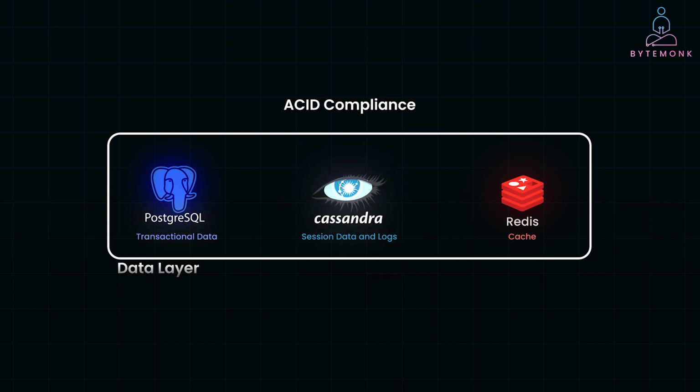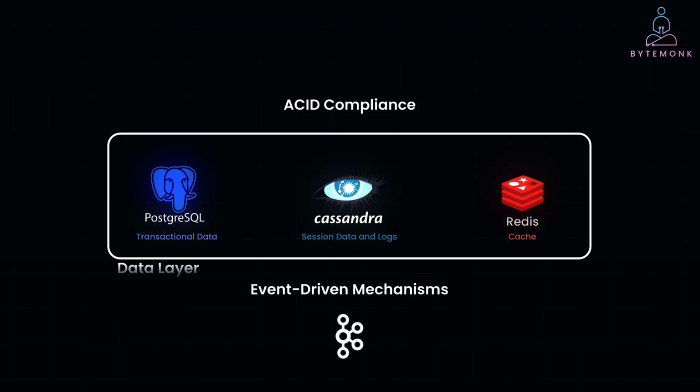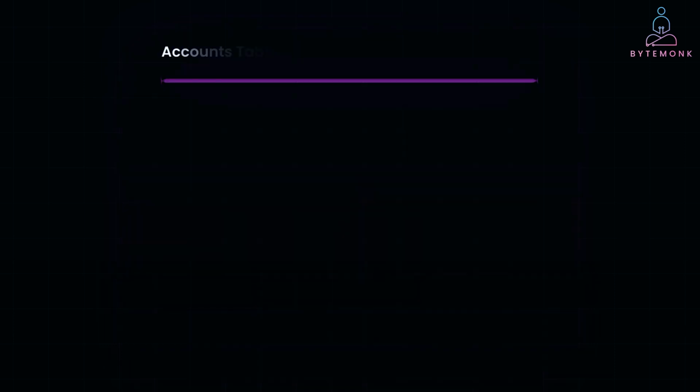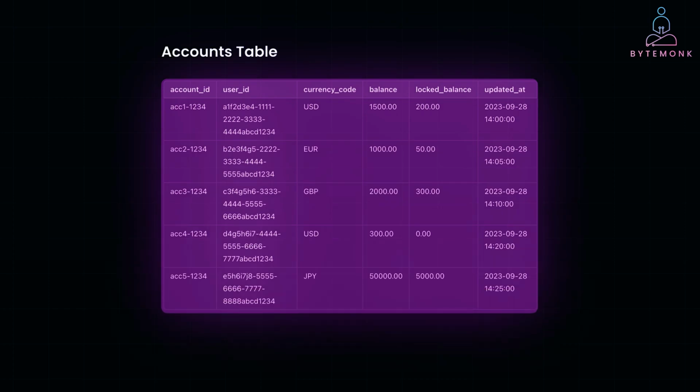In a microservices architecture, it's generally recommended to use a database per service to ensure loose coupling and data independence. Each service owns its own data and the schema it uses, but they can communicate through event-driven mechanisms like Kafka rather than sharing databases. So, the user service database stores user data and profile information, including authentication details and KYC, or Know Your Customer, status. The account service database manages user account balances across different currencies. This database ensures ACID compliance for critical financial data.